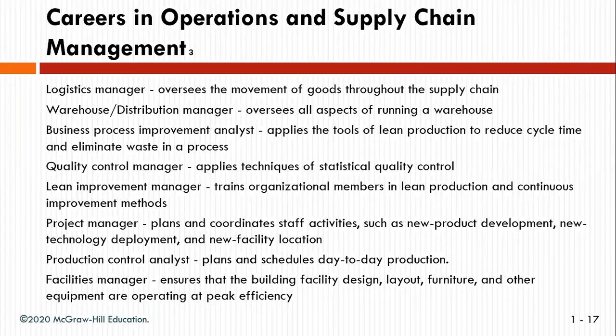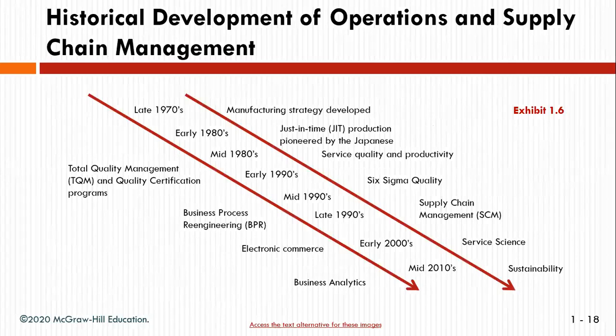Production control analyzes plans and schedules day-to-day production. And you get the facility manager, who ensures that the building facility design, layout, furniture, and other equipment are operating at peak efficiencies. I know it's a little bit more information, but we will go into the details once we get to each subject separately.